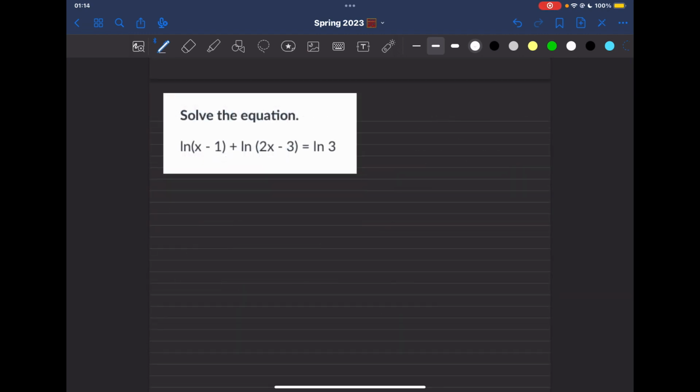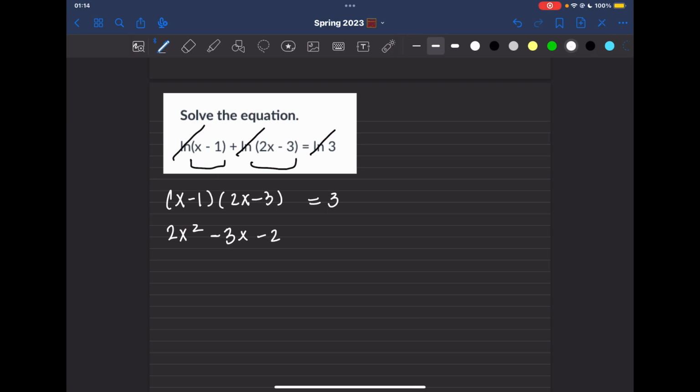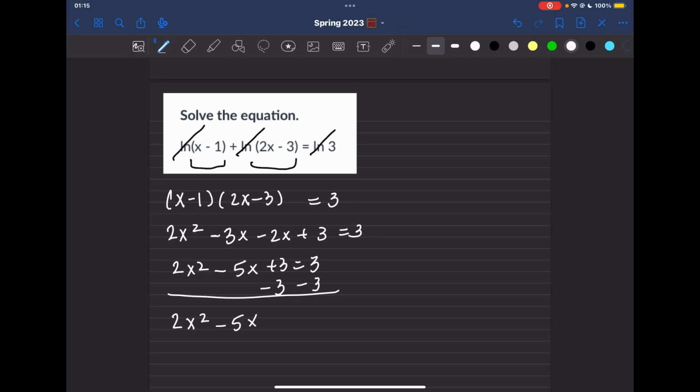Since we have ln on both sides, we're just going to go ahead and cross out the ln, and then we're going to multiply these two linear factors together. So it's going to be (x − 1)(2x − 3) = 3. So I have 2x² − 3x − 2x + 3 = 3. 2x² − 5x + 3 = 3. Minus 3 on both sides. So then it's going to be 2x² − 5x = 0.